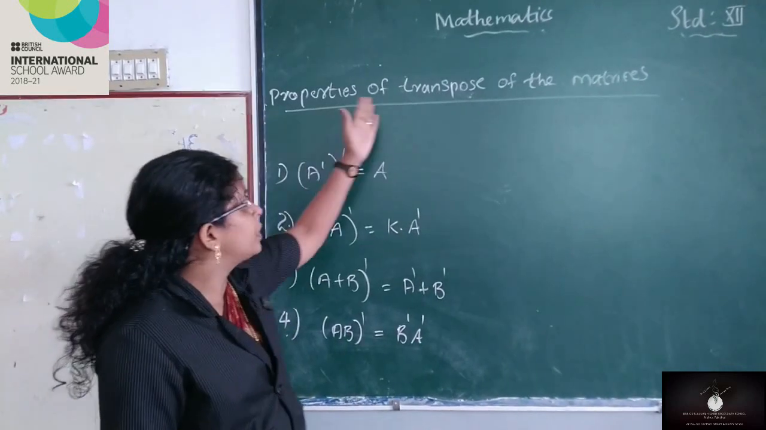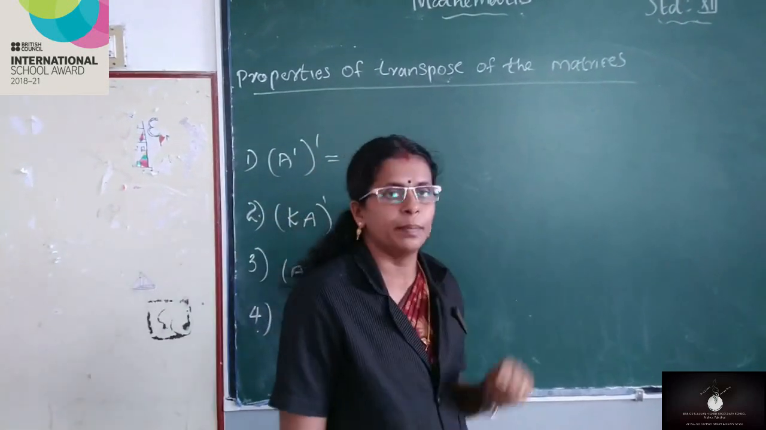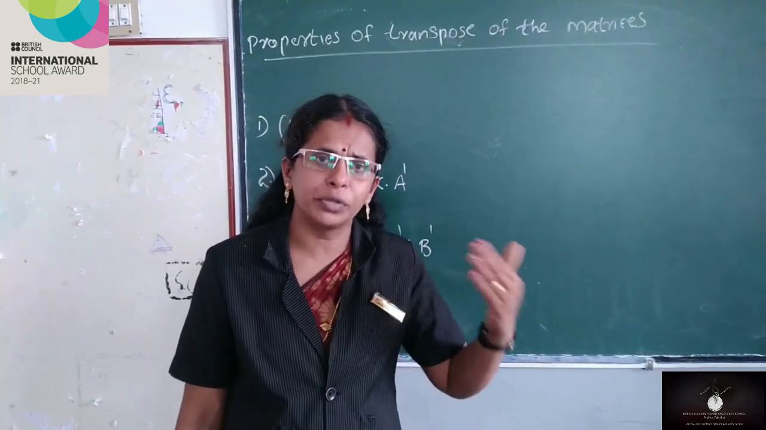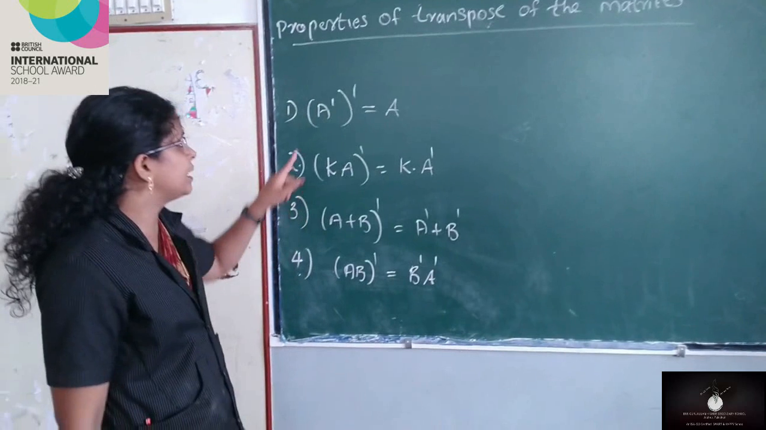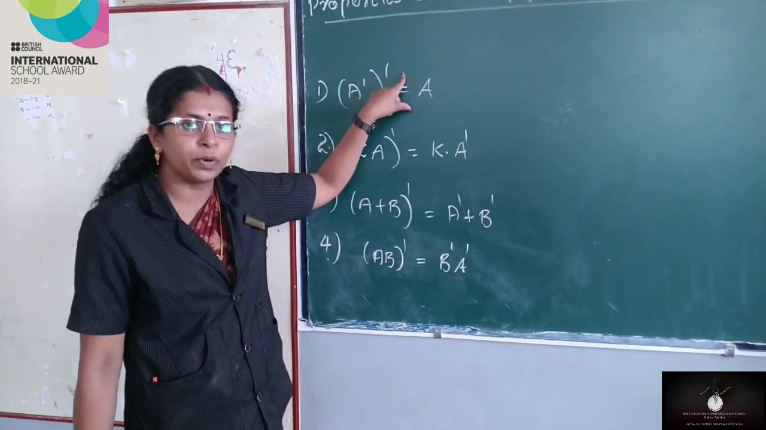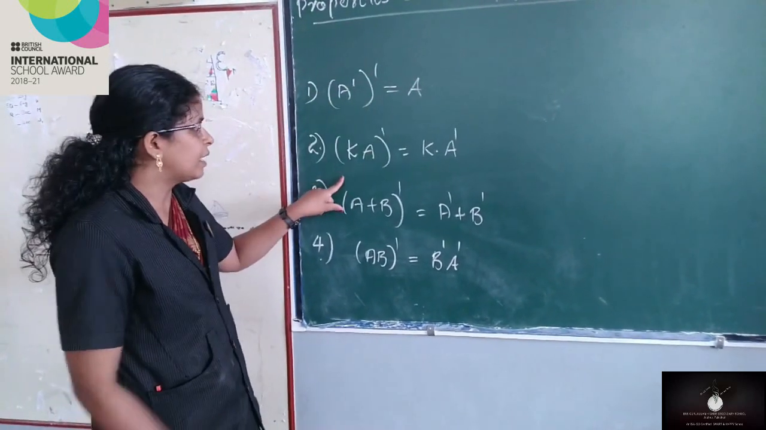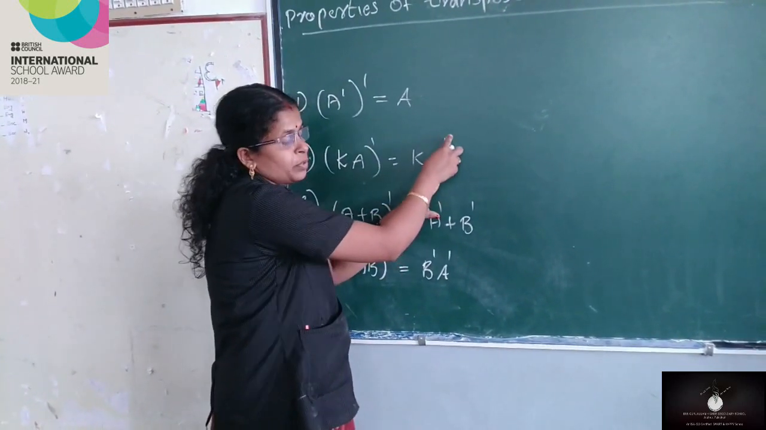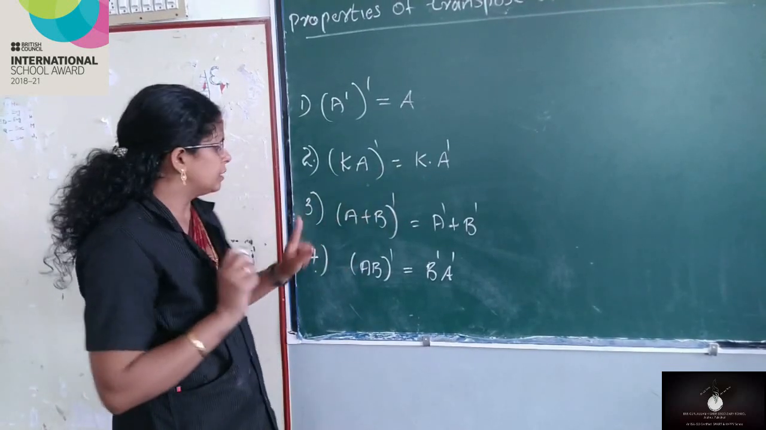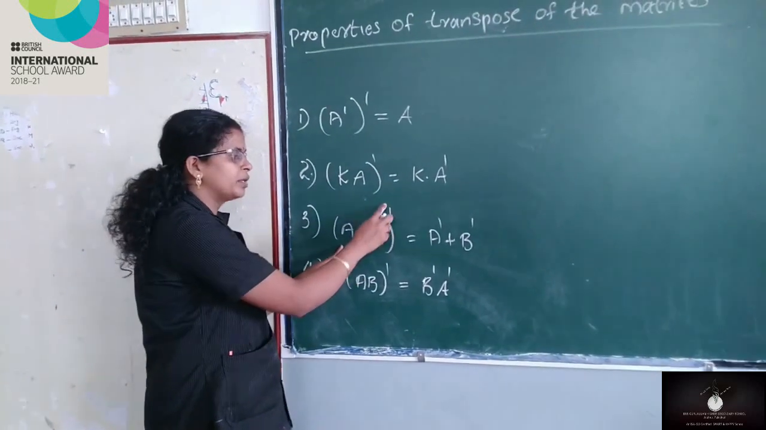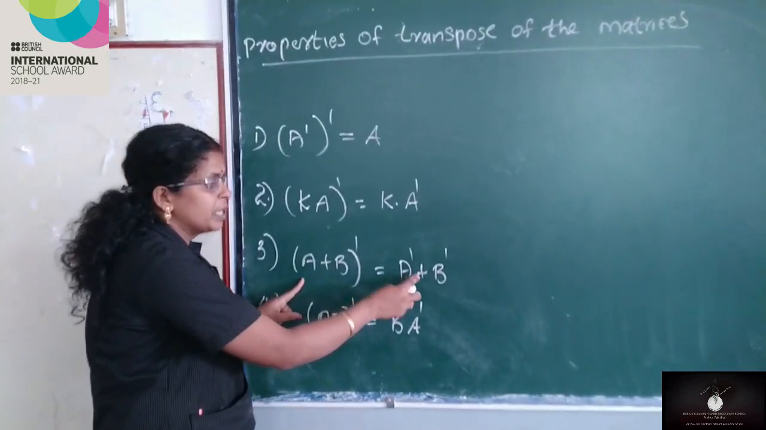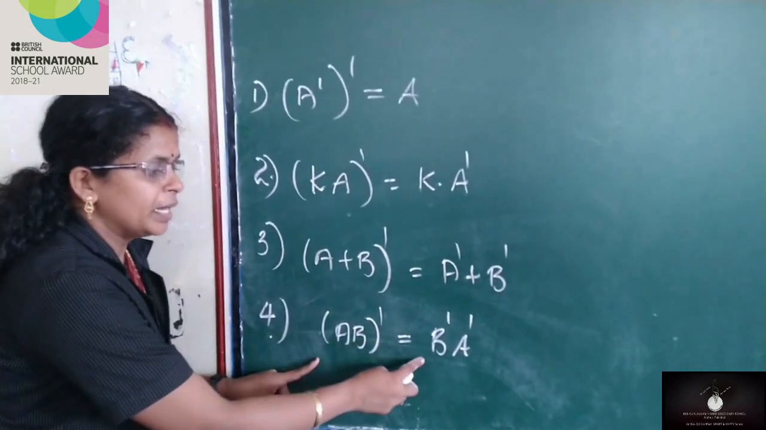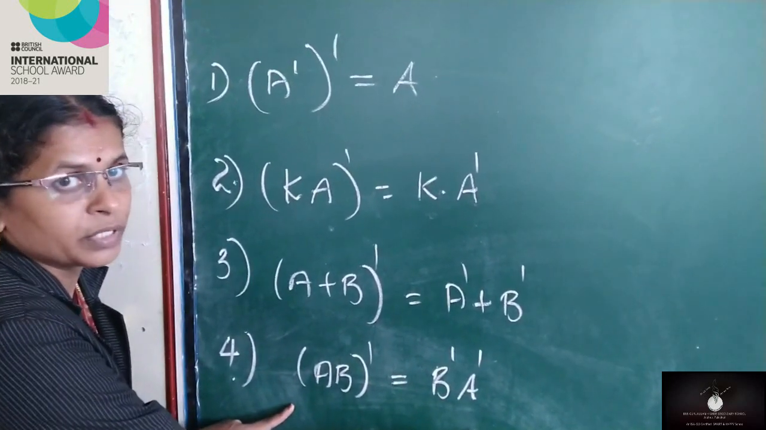Next, the properties of the transpose of matrices. For any matrices A, B and C of suitable order, the first property is A transpose whole transpose equals A. The second is kA whole transpose equals k into A transpose, where k is a scalar. The third property is A plus B whole transpose equals A transpose plus B transpose. At last, AB whole transpose equals B transpose into A transpose.